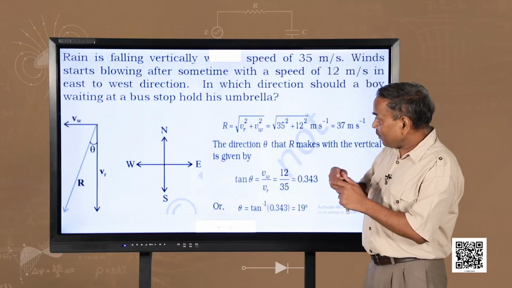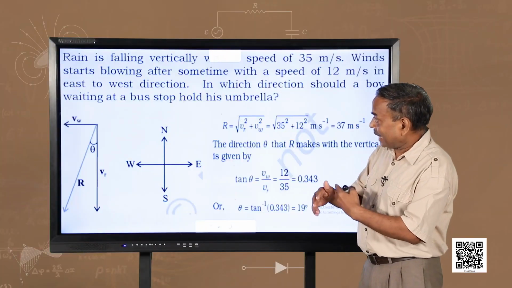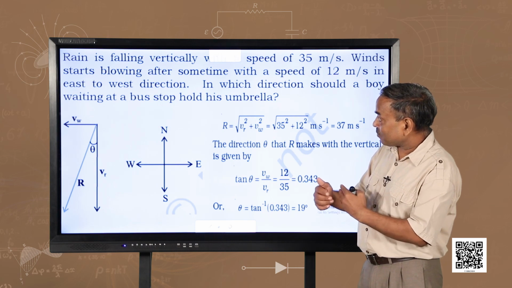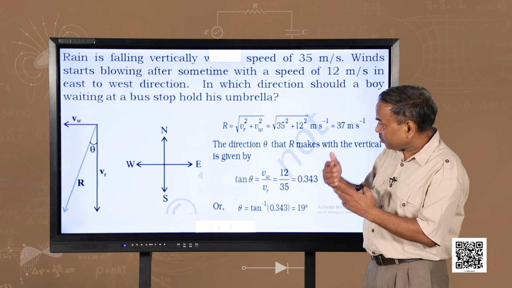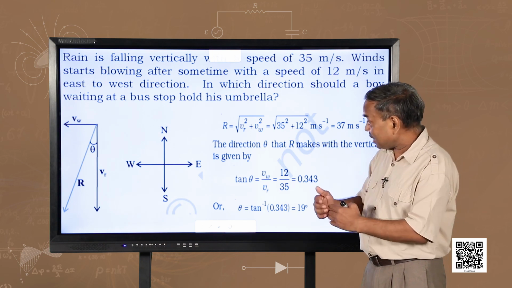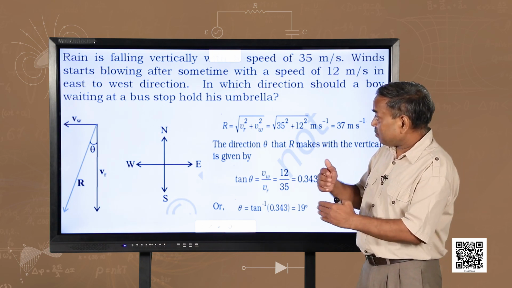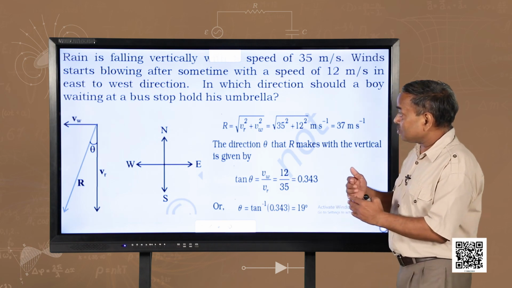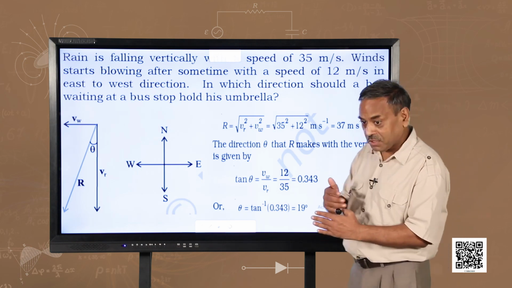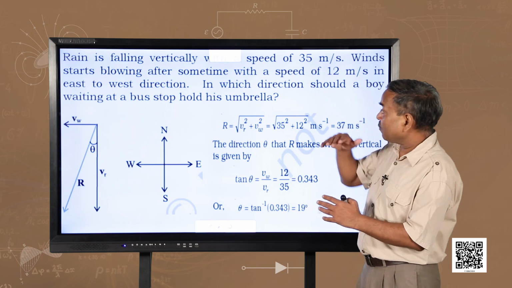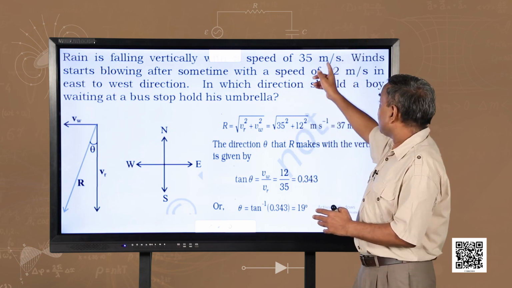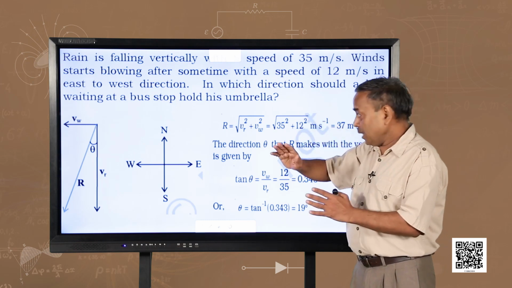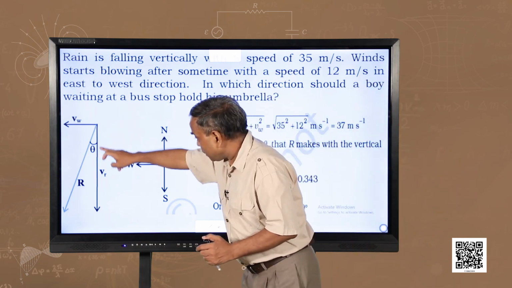Now, after having seen how the vectors are added, let us see a realistic situation where these are used. I am doing this question again. I will not be dealing with this question in great detail at this time, but you should do it and understand this question. This question is given in your textbook too. The rain is falling vertically with a speed of 35 meter per second.